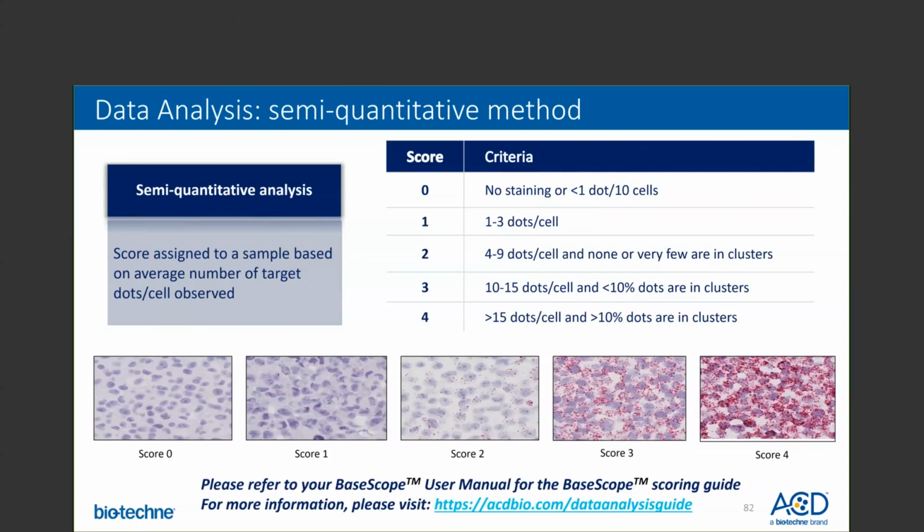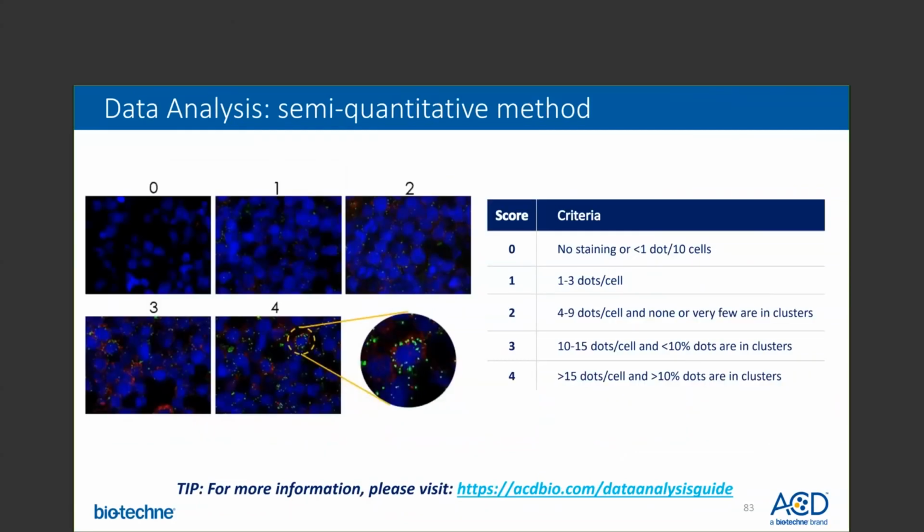For example, if you see 4 to 9 dots per cell with no or very few clusters, that is a score of 2. The score of 2 is what we would like to see with positive controlled PPIB staining on most samples during sample QC. This same scoring guideline is also applicable to images from the multiplex fluorescent assays.